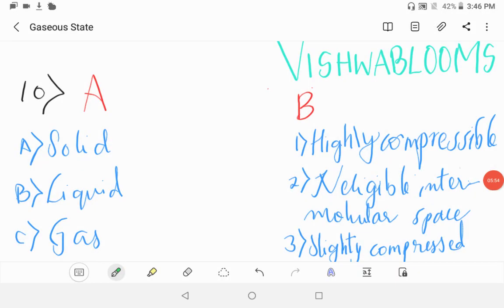Now we will see the match the following. First one is solid, that is negligible intermolecular space, so this is 2. Next one is liquid, that is slightly compressible, that is 3. Next one is gas, highly compressible, 1. So in this, what is the option we have? Option is B. Now we will see the 11th question.